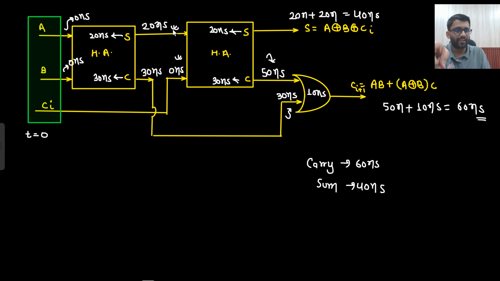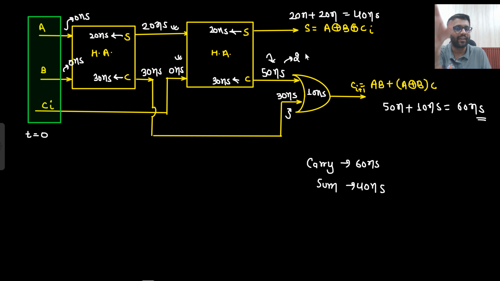Now this one has become stable. Now they both will start going. So to reach the sum they will take 20 plus 20, 40 nanosecond. To reach the carry they will take 20 plus 30, 50 nanosecond. Now both are stable at 50 nanosecond, because this one was waiting for him, right? This one was waiting for him.